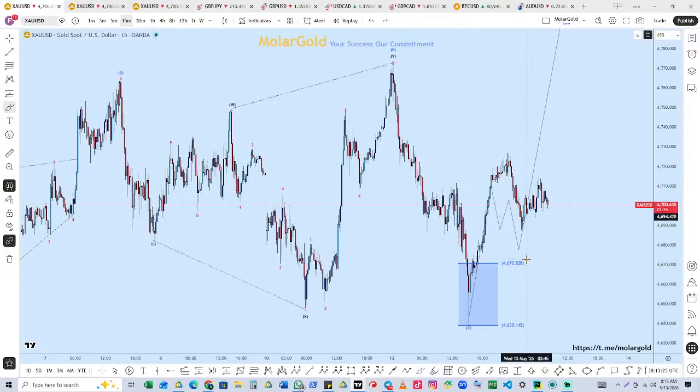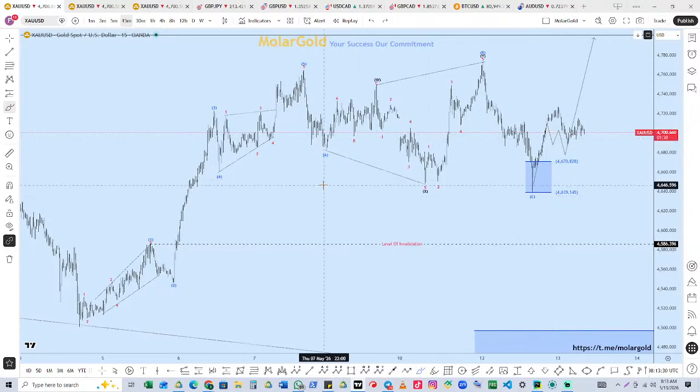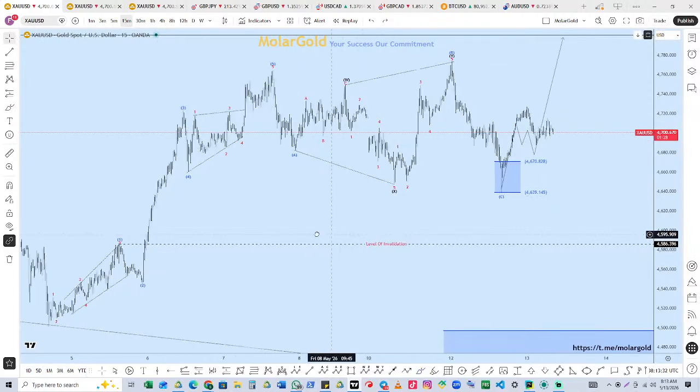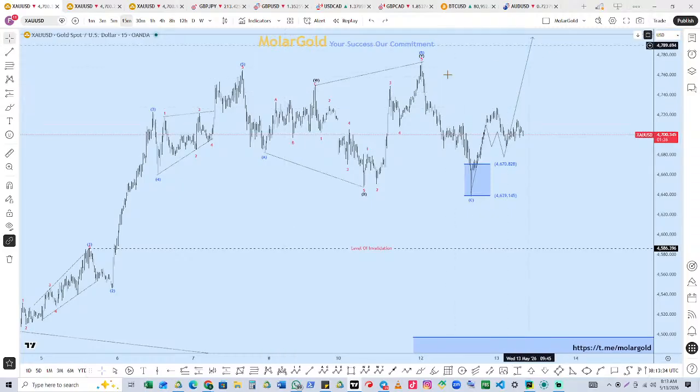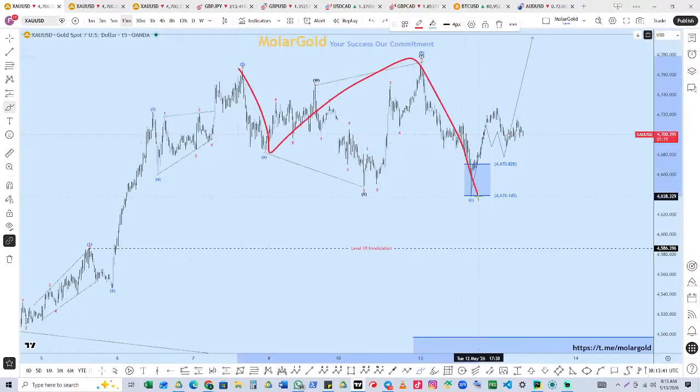Now, what are we expecting in here? What are we expecting in here? Because of this structure, price is currently in a corrective phase, and corrections take long, or they can take a long time.